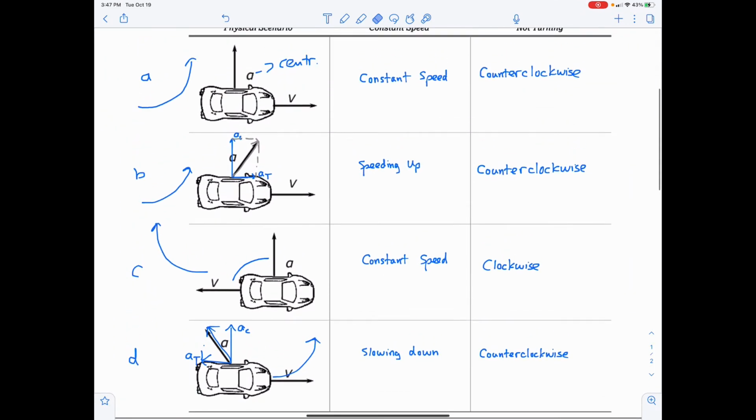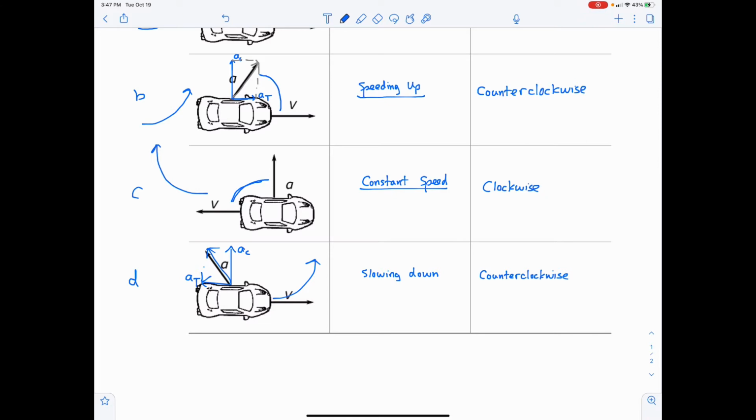Okay, let's quickly summarize. If the acceleration is 90 degrees from the velocity, you move at a constant speed. And we see that in letter A and C. If the angle between the acceleration and the velocity is an acute angle, meaning less than 90 degrees, you're speeding up because you have some tangential acceleration in the direction of motion, allowing for that speeding up to happen. And lastly, if your angle between the acceleration and velocity is obtuse, meaning greater than 90 degrees, then you are slowing down because you now have tangential acceleration that's opposing velocity and thus slowing down.